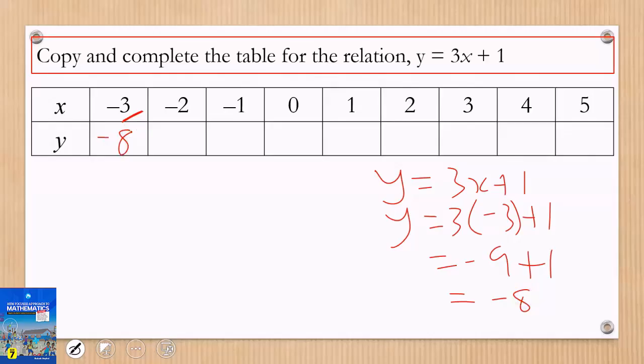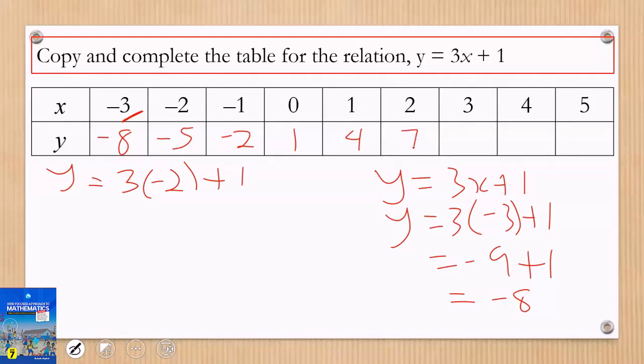I'll do the same thing for -2. Then again we have -2 times 3, which will give us -6 + 1, and that will give us -5. If you put in -1 also, you have -3 + 1, and that will be -2. If you put in 0, you have 1. If you put in 1, you are going to get 4. And if you put in 2, you get 6 + 1, which is 7.